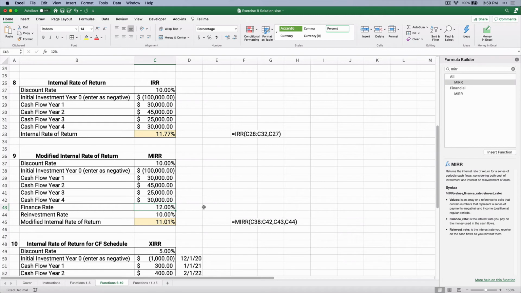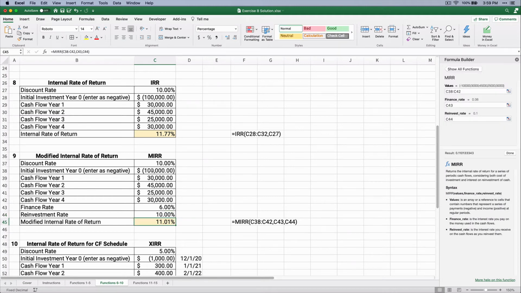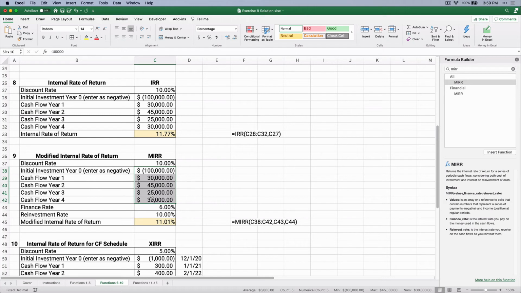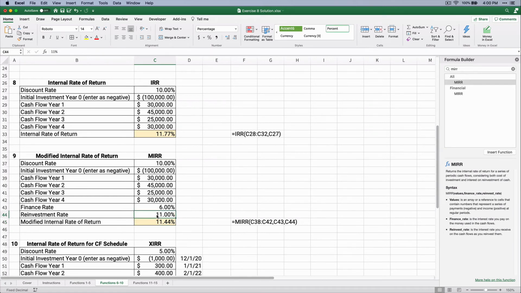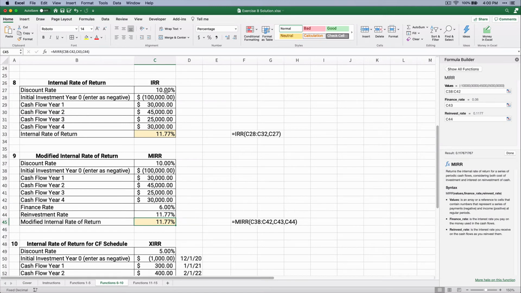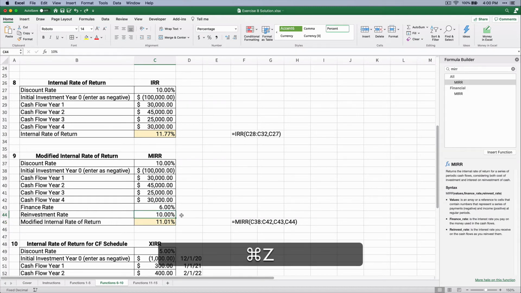Now, if we could finance this at, say, 6%, then it really matters what we're doing with the reinvestment rate. All right, so for example, if we could reinvest at 11%, it's going to increase our modified rate of return. If we could reinvest at 11.77, then we essentially have this same internal rate of return calculations we do for the modified internal rate of return calculations. So let's go back and put those numbers that we had.